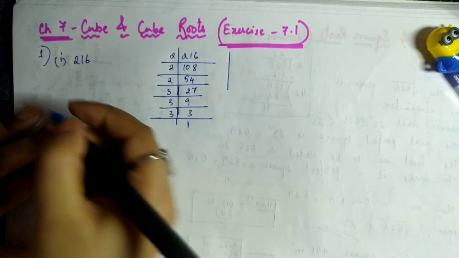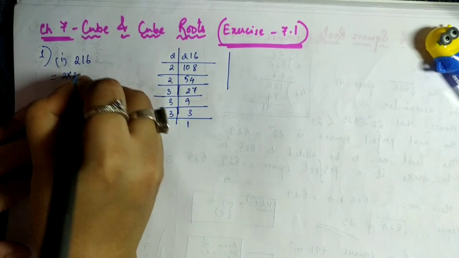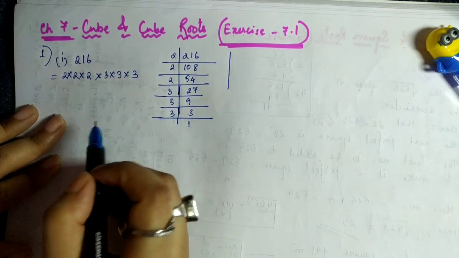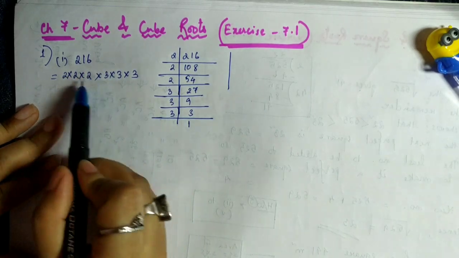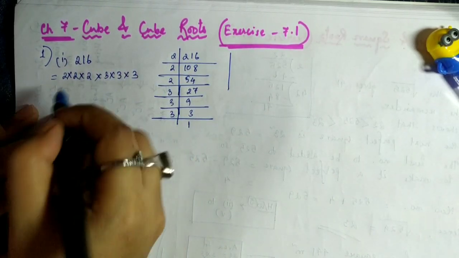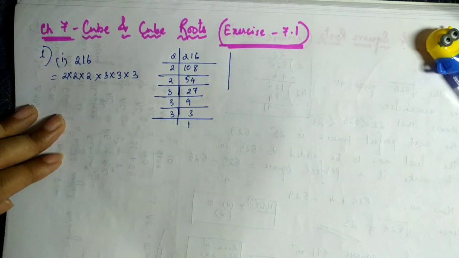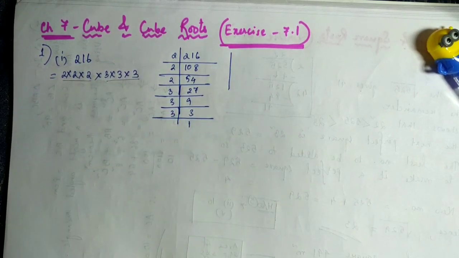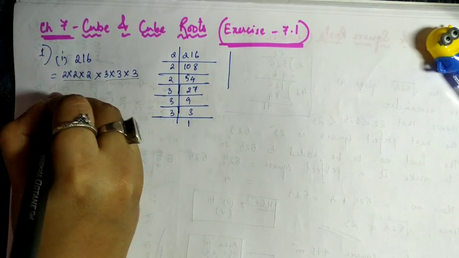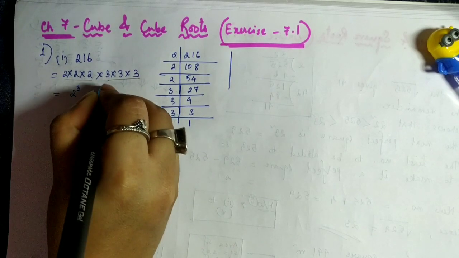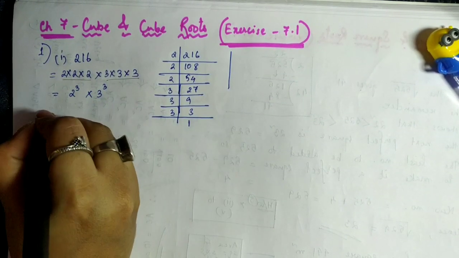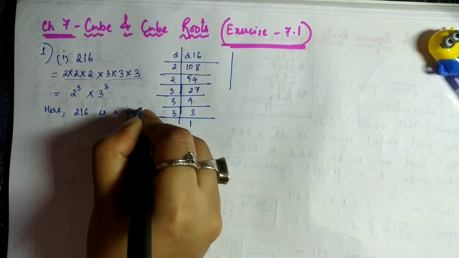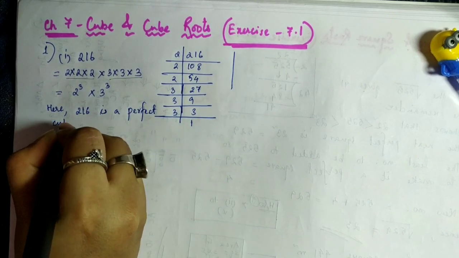So I can write it as 2 into 2 into 2 into 3 into 3 into 3. Now in the case of squares and square roots, I made groups of 2, that is pairs. Here we make groups of 3, cubes. So I can write this as 2 cube into 3 cube. You can see both are cube numbers, so 216 is a perfect cube.